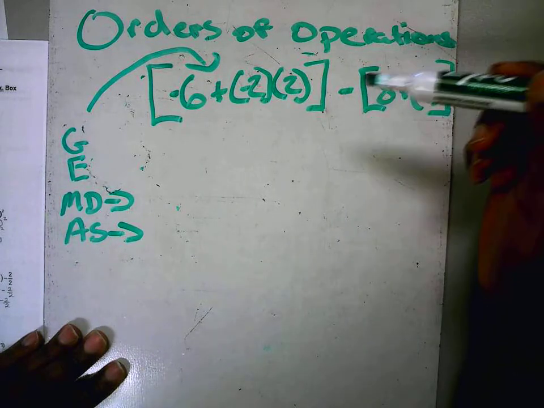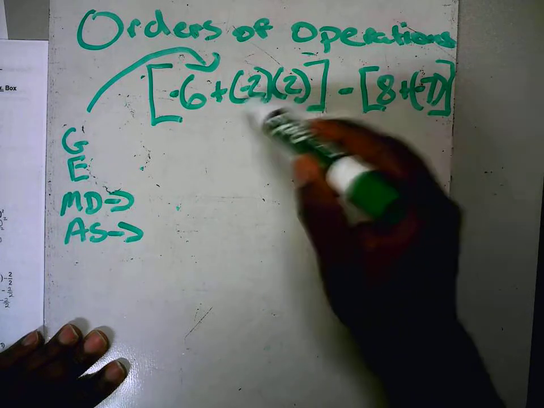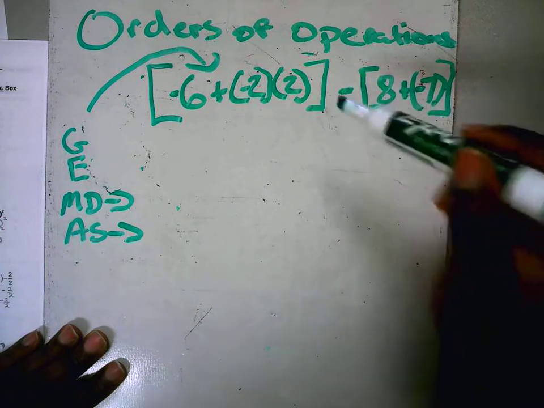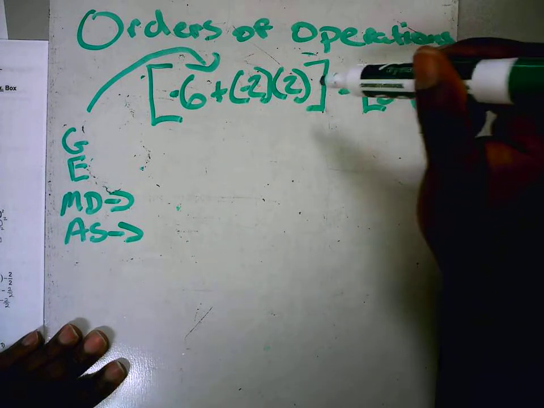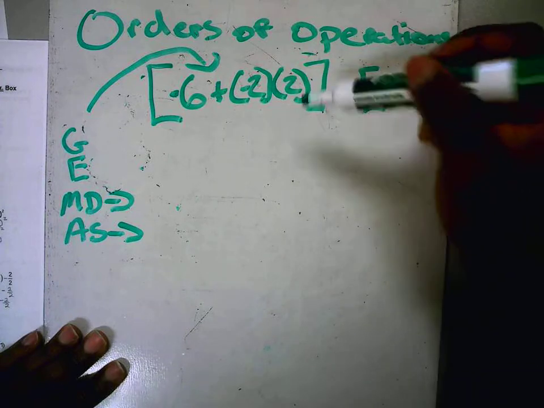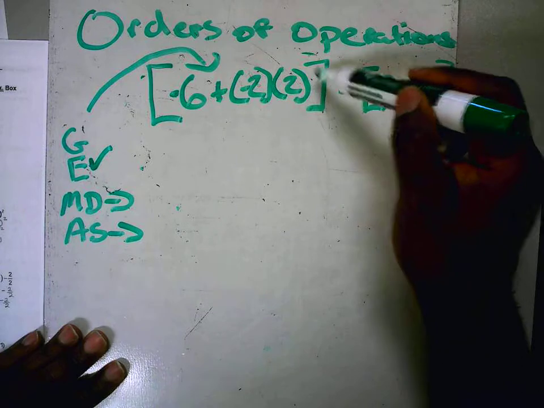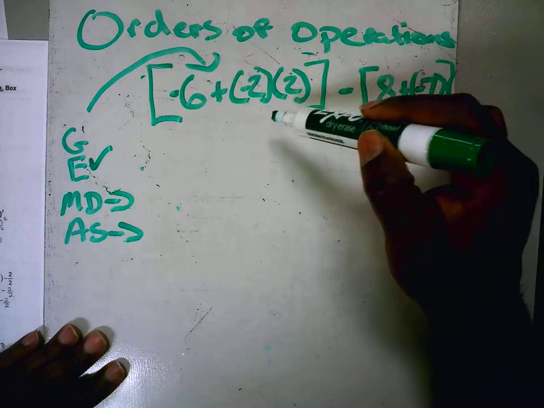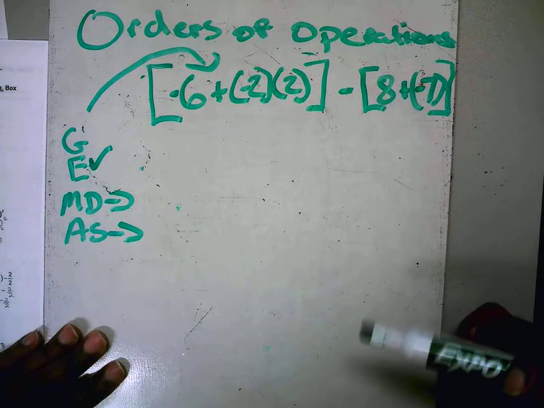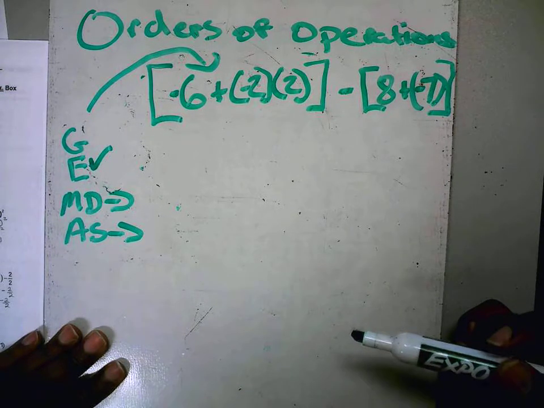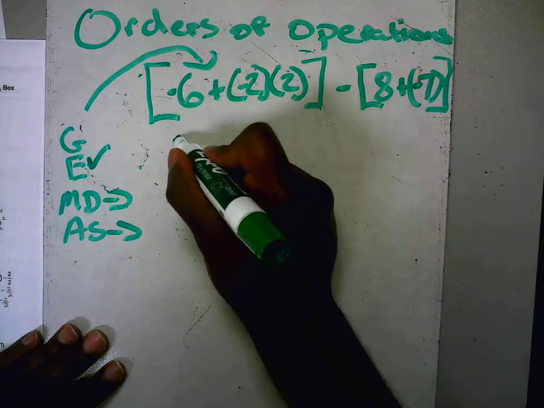Is there any grouping symbols inside of the grouping symbol? Yes, there is. There's 2 sets of parentheses. Now you ask yourself, is there anything to simplify inside of those parentheses? No, there's not. So those are fine. So now we move on to see if there's any exponents. Are there any exponents inside this group of brackets? No, there's not. So now we can move on to multiplication, division. Is there any multiplication? Yes, there is. Parentheses by parentheses means multiplication. So now we write down everything as it was.